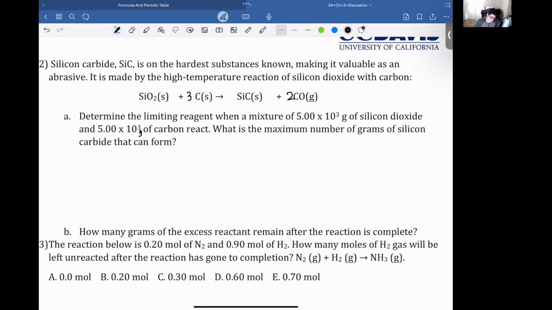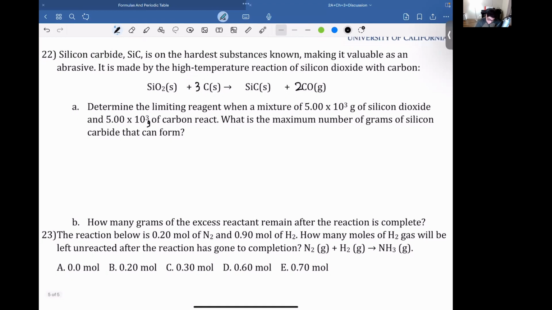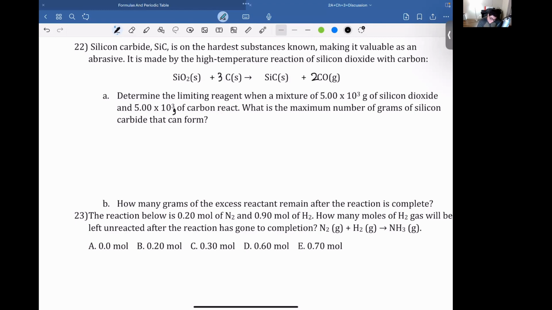So same thing. First, again, you have to convert to moles of each of these. So I'm going to do it all in one step. First, I'm going to convert 5.00 times 10 to the third grams of silicon dioxide to moles. So then I can figure out how many moles of reaction I can get out of silicon dioxide.